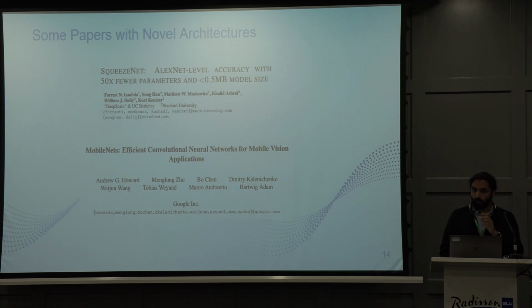This is not a new idea, by the way. There are several other papers talking about novel architectures which are specifically made for edge devices: MobileNets, SqueezeNet, there's an MCUNet as well. You could check these papers out and they'll tell you about new kinds of convolutional layers and new kinds of residual networks, which are more hardware friendly.